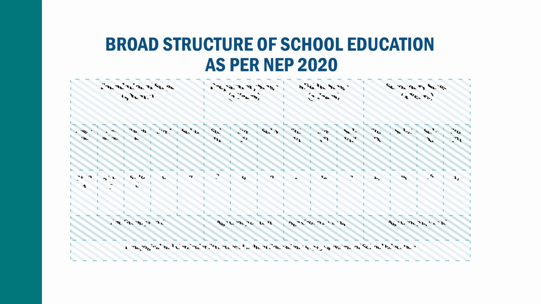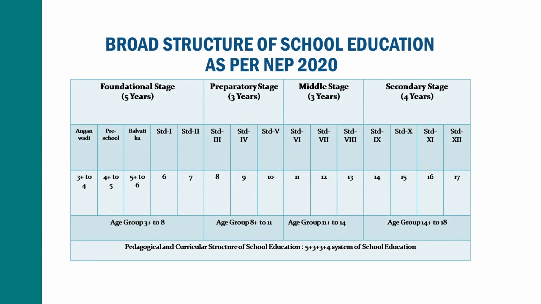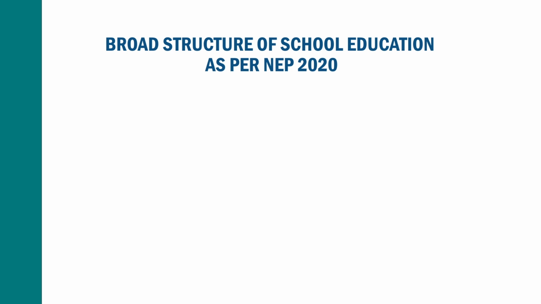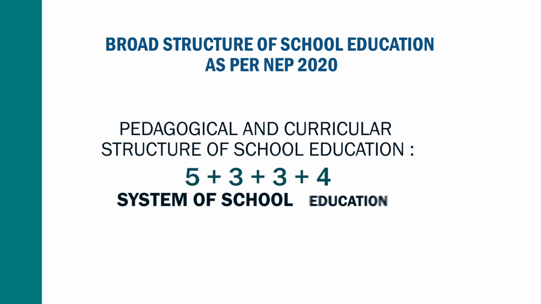Here you see, now visible on your screen, the broad structure of school education as per NEP 2020. The pedagogical and curricular structure of school education is going to be implemented soon, after the notification of the NCF, National Curriculum Framework for School Education. It may be this year, 2021, or next year, 2022. This structure is called the 5 plus 3 plus 3 plus 4 pedagogical and curricular structure of school education.